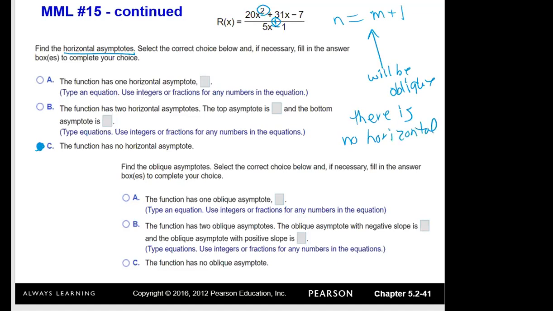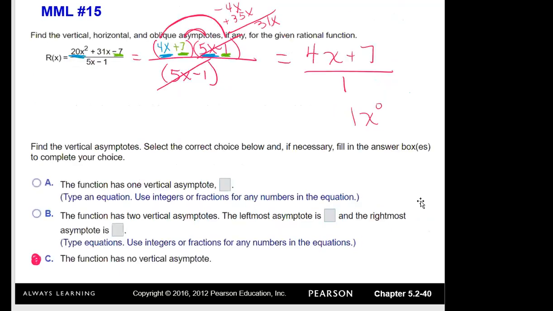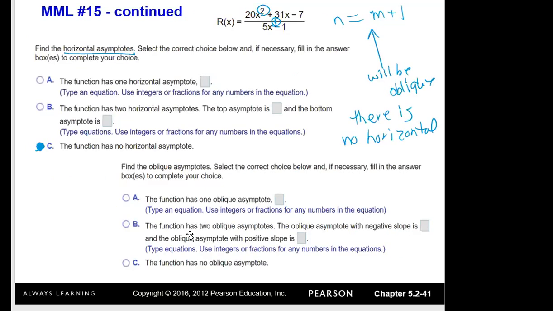And since it's oblique, I already have the answer from when I reduced the fraction. Let me jump back a slide. It was right here, the 4x plus 7, that is the oblique asymptote. So it has one oblique, and it was the 4x plus 7. And now I'm done. I went over by 2 minutes. Sue me.